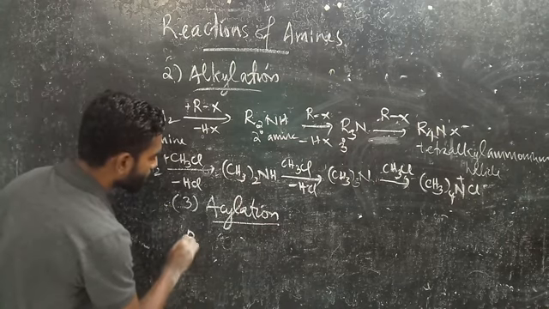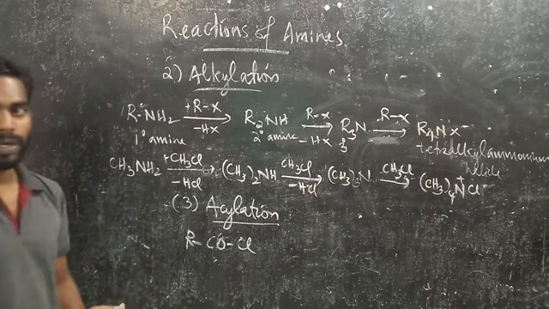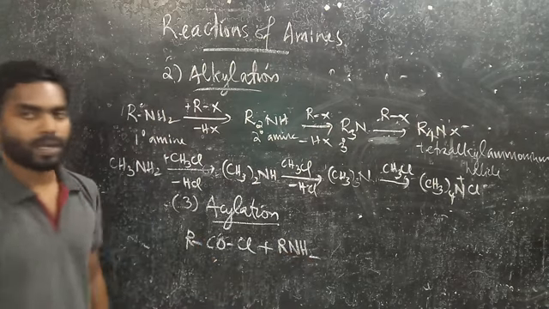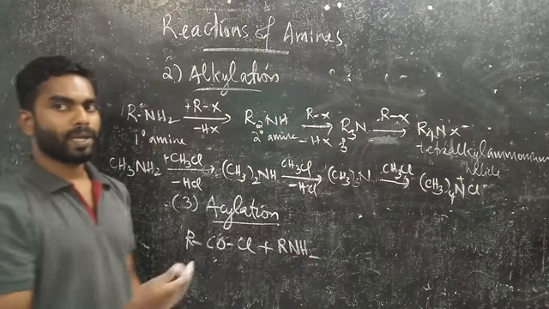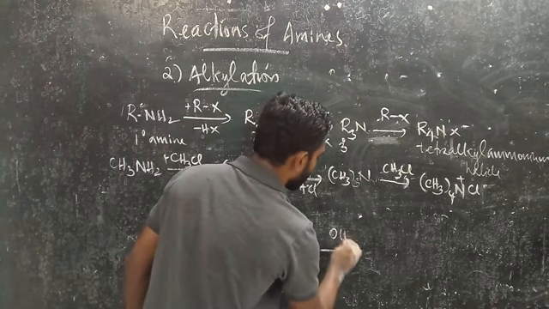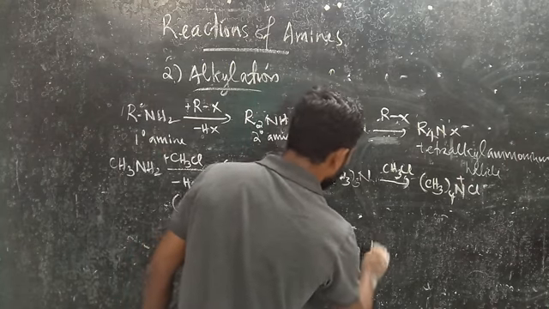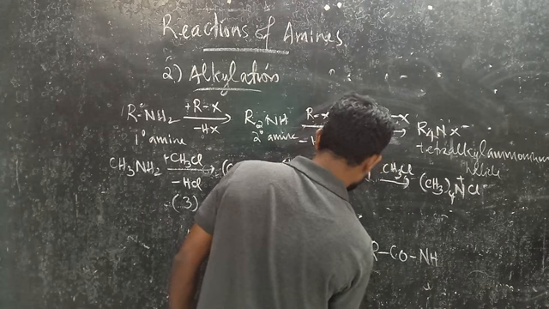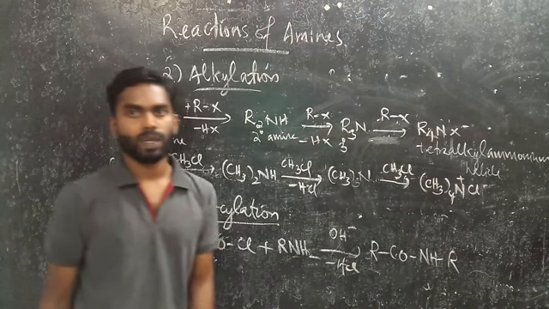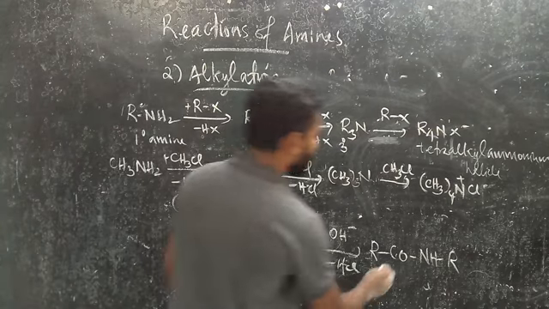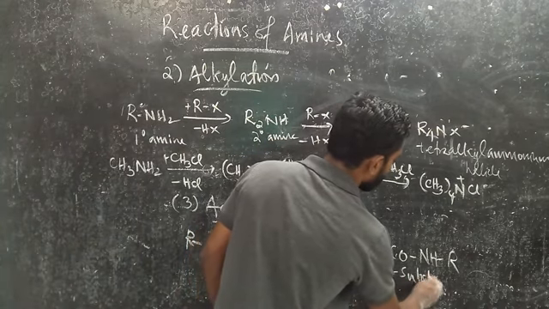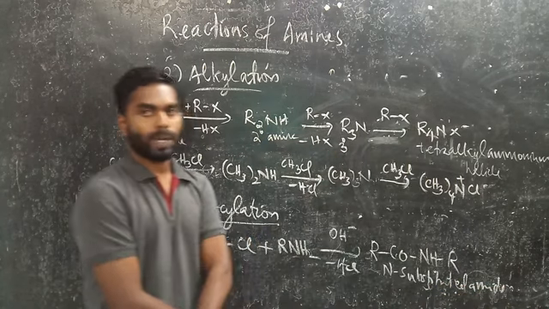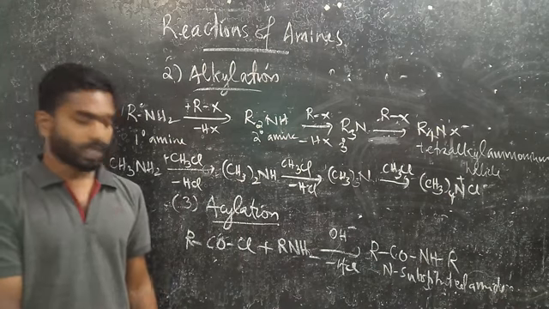Consider an example: RCOCl, an acid chloride, reacts with RNH2, with loss of HCl, and we get RCONHR, an N-substituted amide. This reaction is known as acylation.